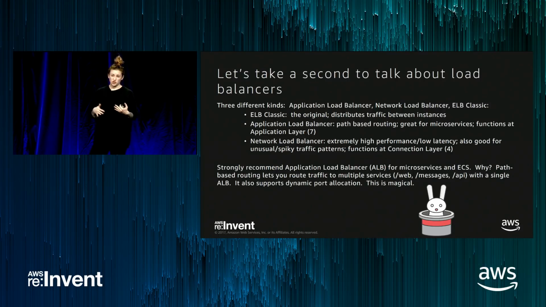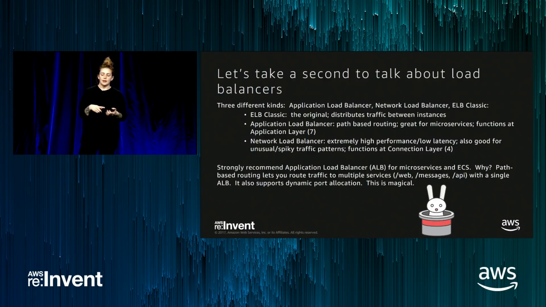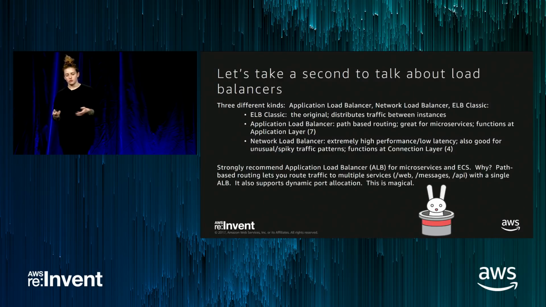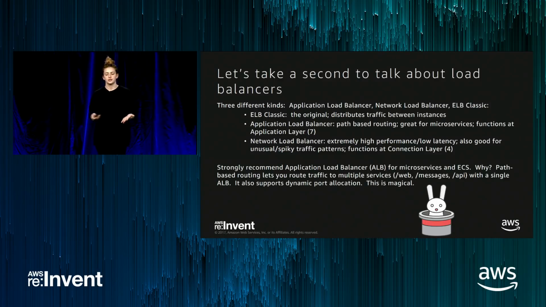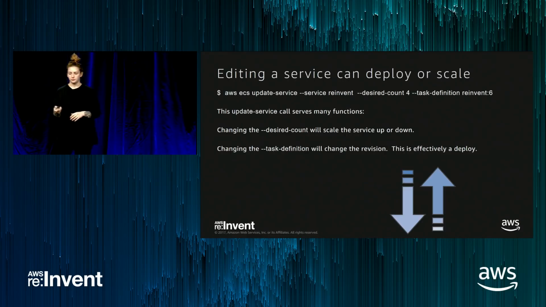ALB, I think, is probably the best choice for running things on ECS because of port allocation, but also because of path-based routing. So if I have /web, /messages, and /API, I can handle those as target groups inside my ALB. Rather than having one ELB per service, I can use one ALB that handles multiple services, and I can route my traffic that way. You have options, though. You have the classic, you have ALB, and you have network load balancer. That's actually really cool for things like spiky traffic patterns, where it used to be that you'd have to worry at your load balancer level about how you would handle your traffic if it was really inconsistent. But you can do that with NLB now.